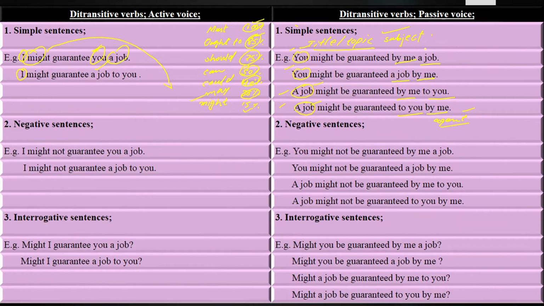You might be guaranteed by me a job. You might be guaranteed a job by me. A job might be guaranteed by me to you. A job might be guaranteed to you by me.